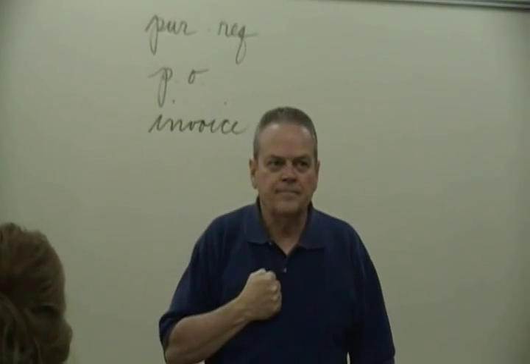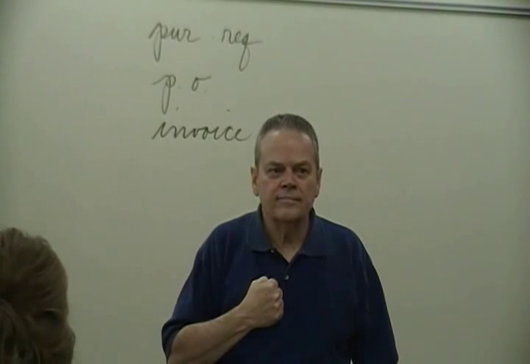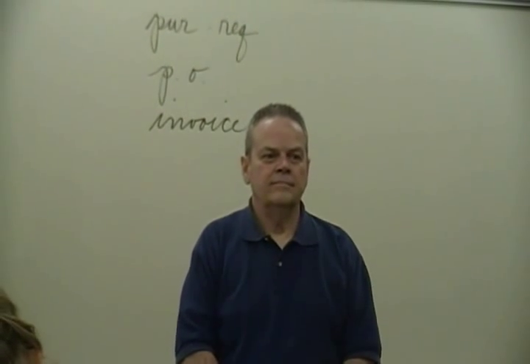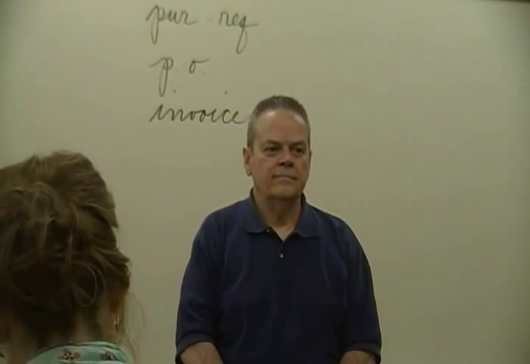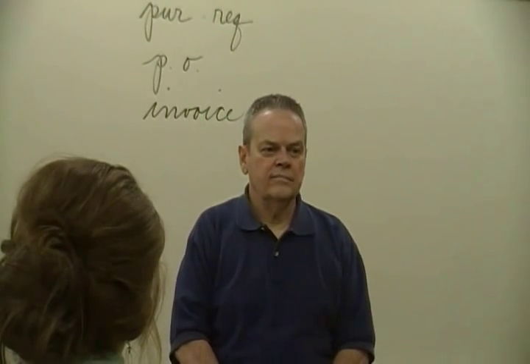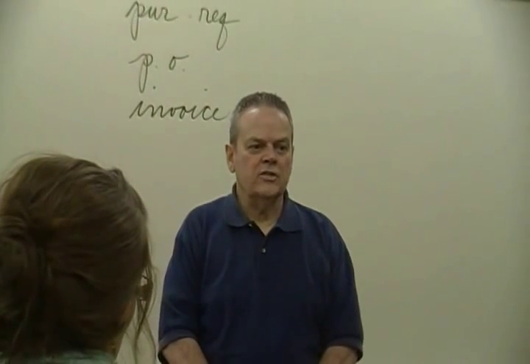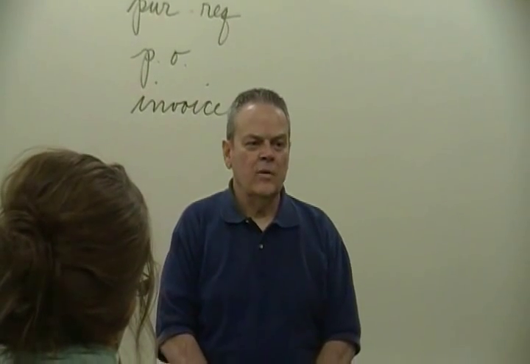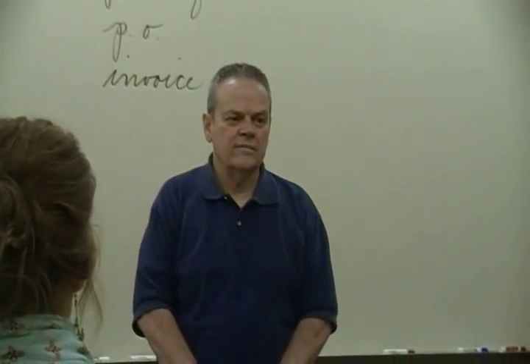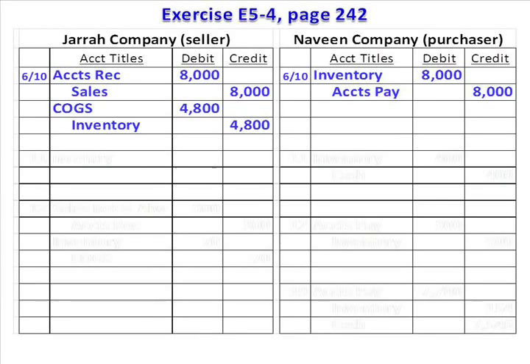Who will do it for me? Brian. You would debit accounts payable and credit inventory for $8,000. What kind of an account is inventory? Its normal balance is debit or credit? Debit. What happened to it when you credited it? That's wrong. Is it okay to make a mistake in here? Yeah. Would you like another chance? Yes. Make me an entry. You would debit inventory for $8,000 and you would credit accounts payable for $8,000. Debit inventory, credit accounts payable.